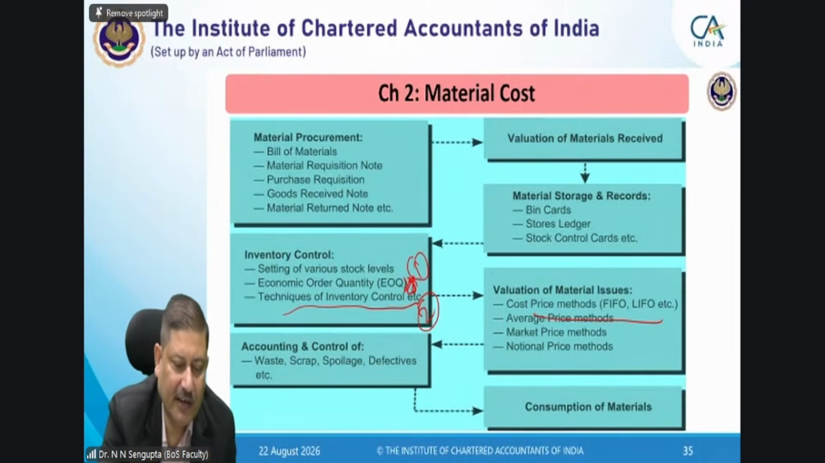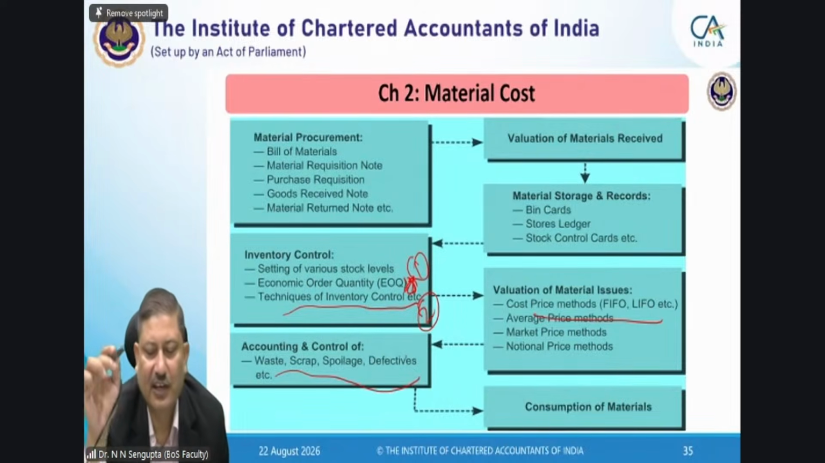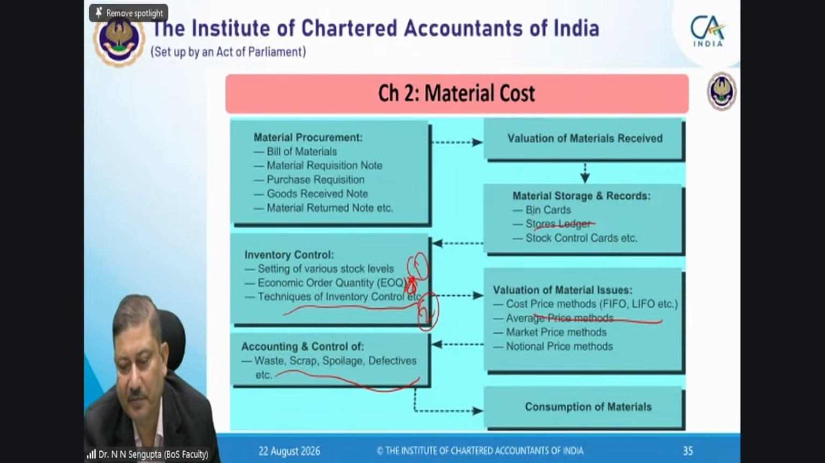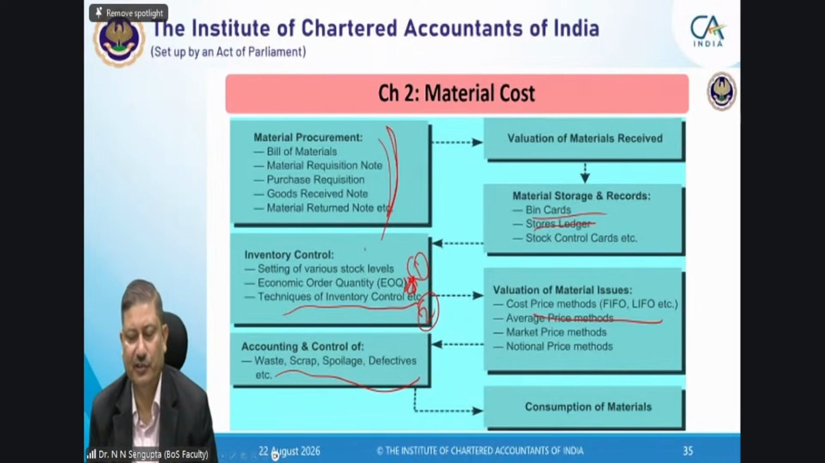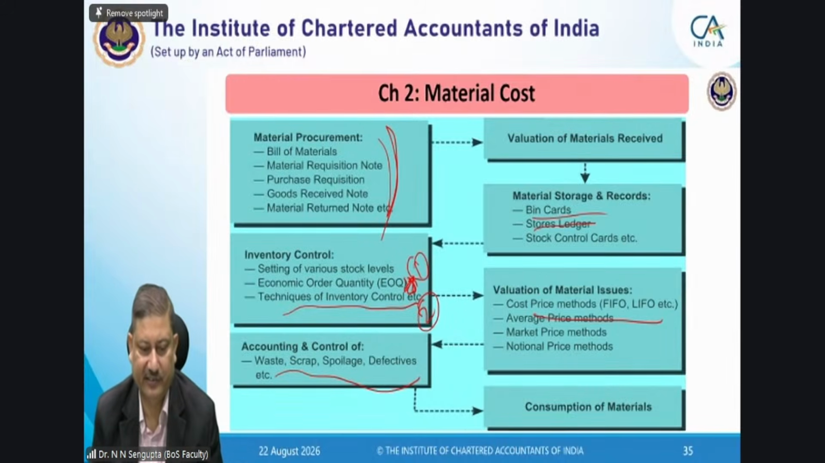And then accounting and control of waste spoilage. The difference between stores, ledgers, and bin card, and some conceptual idea about material requisition note, MRN, GRN, etc.